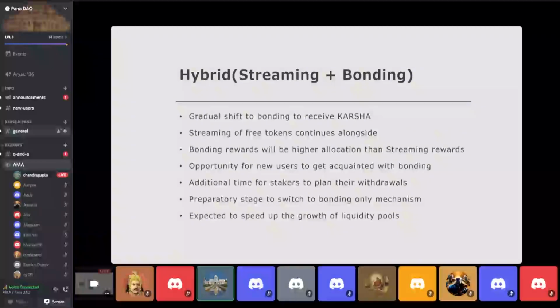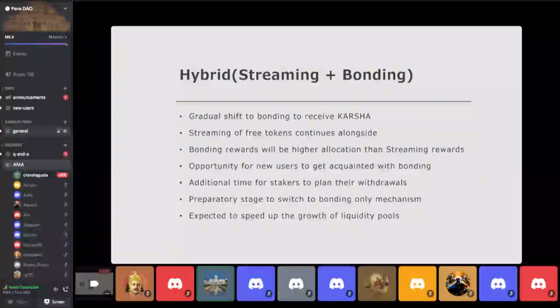This would give additional time for stakers to plan their withdrawals, where they know that streaming is going to be turned off at a certain point in time in future, and they need to plan their withdrawals or set certain targets for the amount of free Pana they want to accumulate before streaming ends. So that is important for streaming stakers as well. So this stage would act as a preparatory stage for switching to a bonding only mechanism where streaming would be completely turned off.